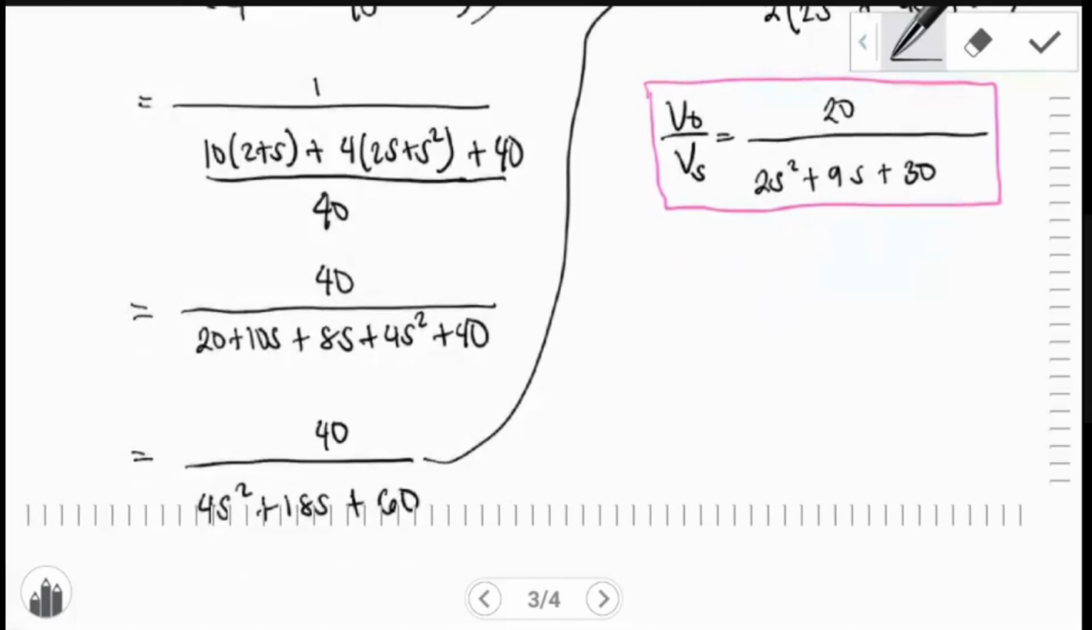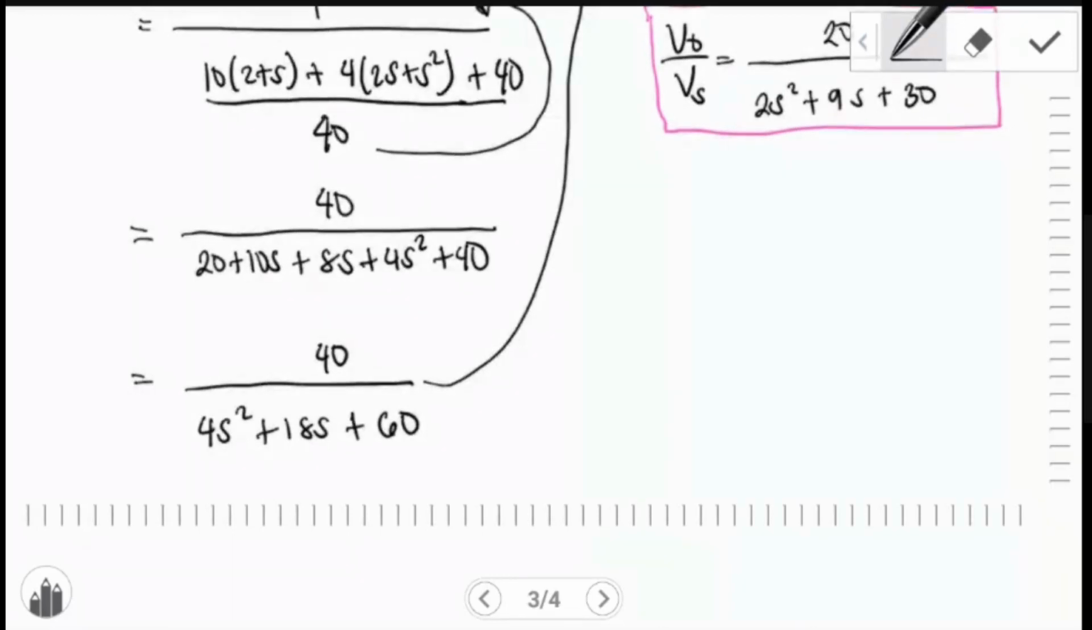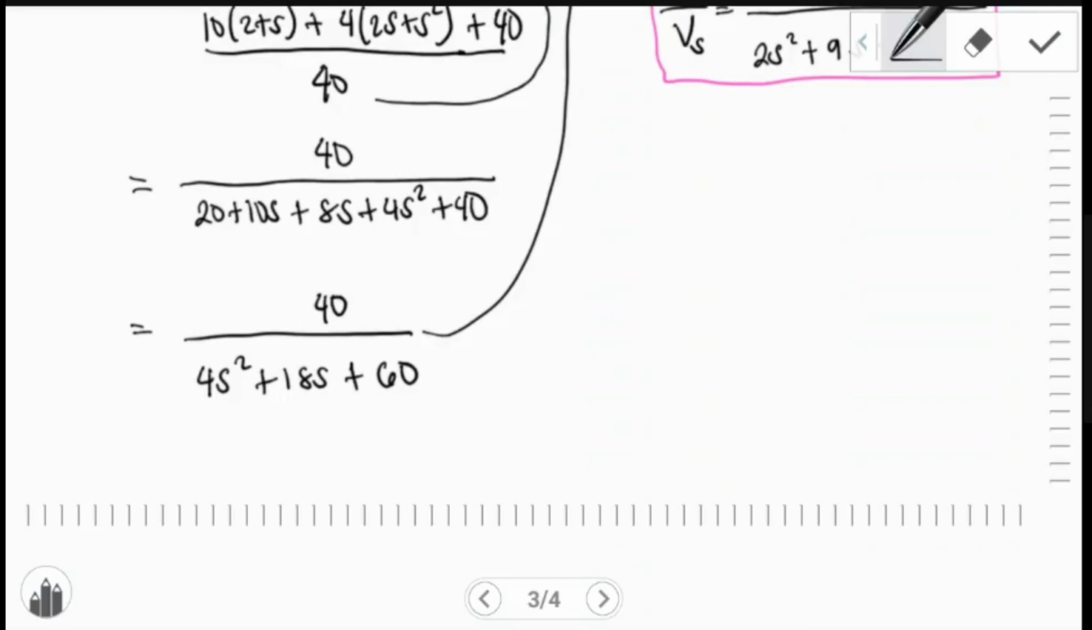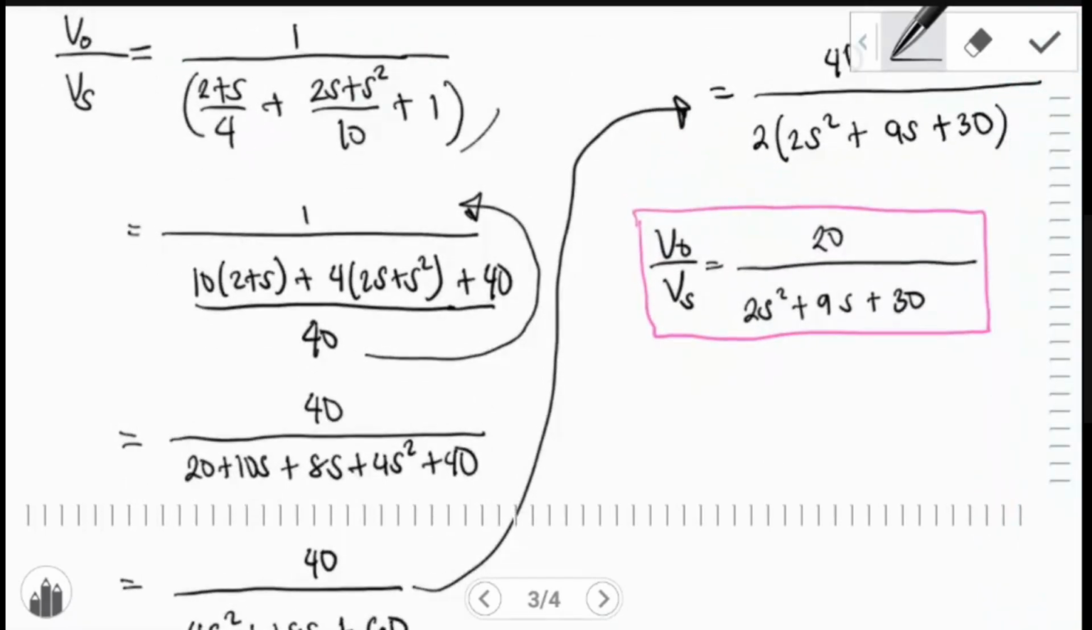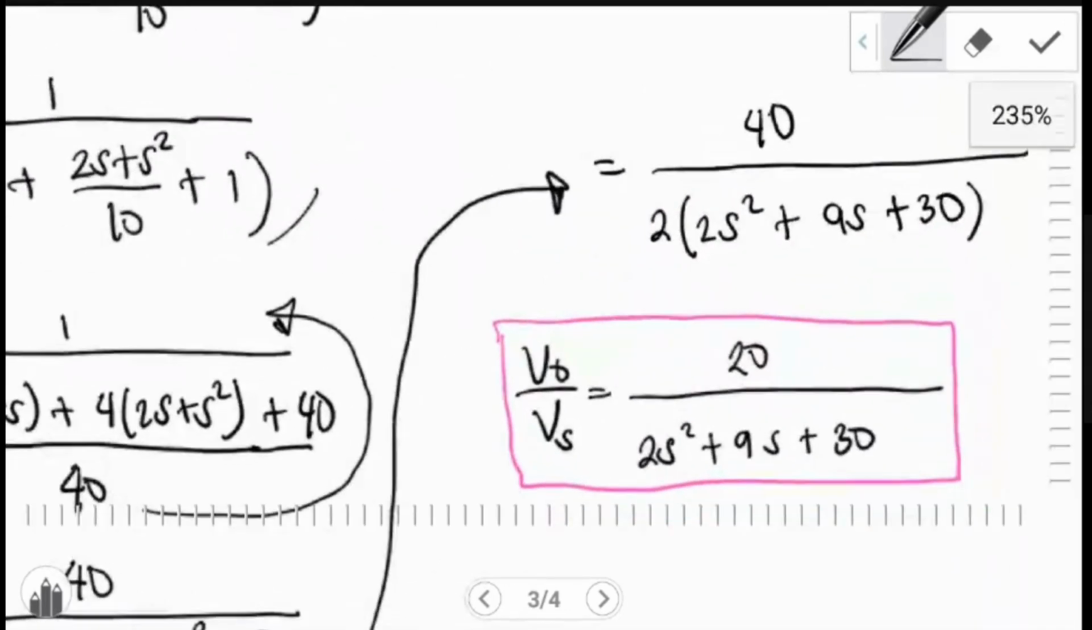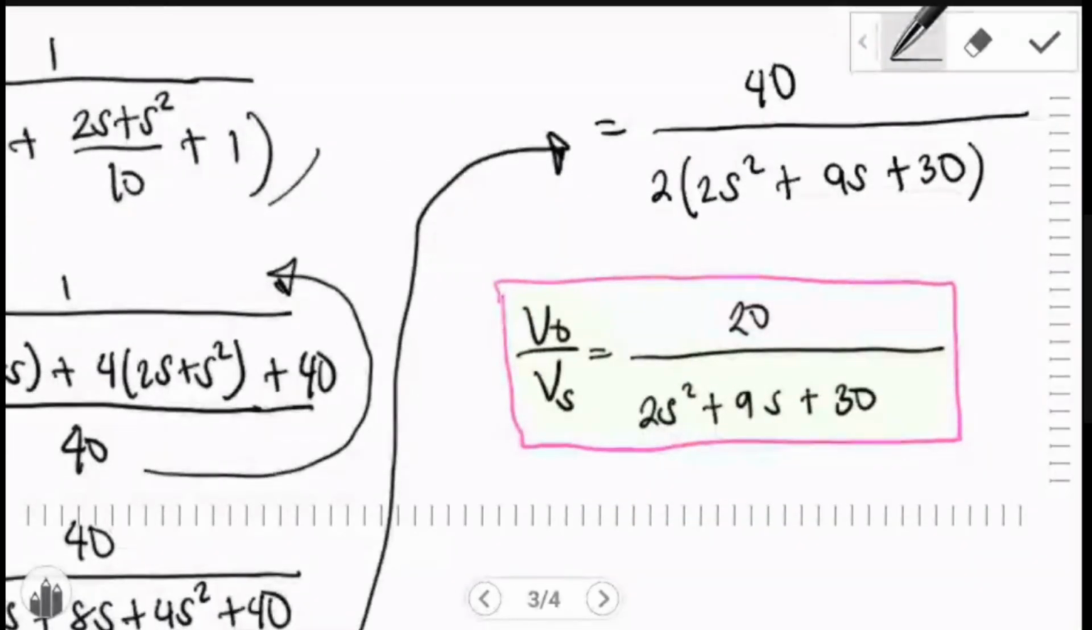The 40 is the numerator. Reduce and simplify, and the result is 40 over 4S squared plus 18S plus 60. This can be reduced further by factoring out 2, giving 40 over 2 times the quantity 2S squared plus 9S plus 30. So the transfer function is VO over Vs equals 20 over 2S squared plus 9S plus 30. That is the answer.